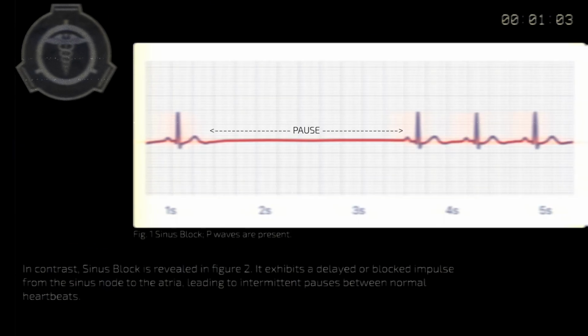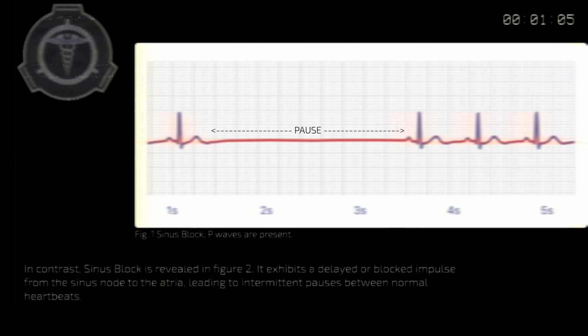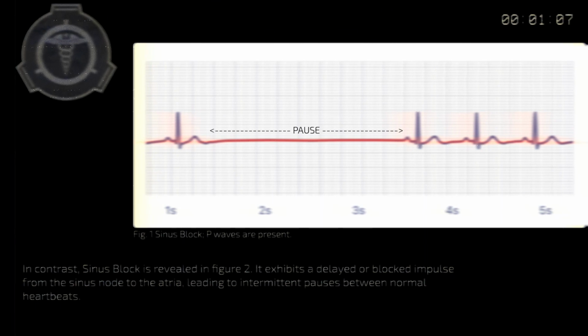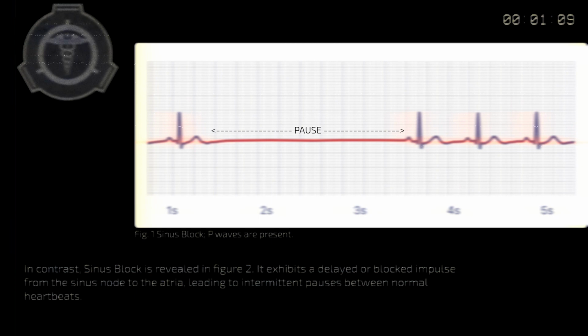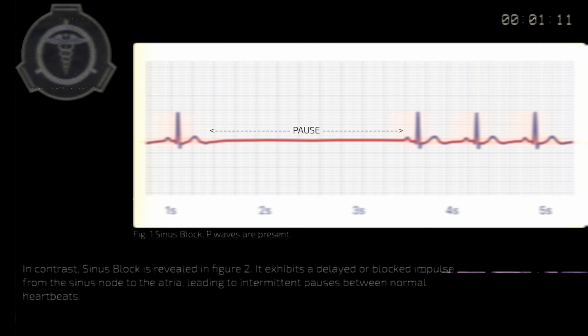In contrast, sinus block is revealed in Figure 2. It exhibits a delayed or blocked impulse from the sinus node to the atria, leading to intermittent pauses between normal heartbeats.